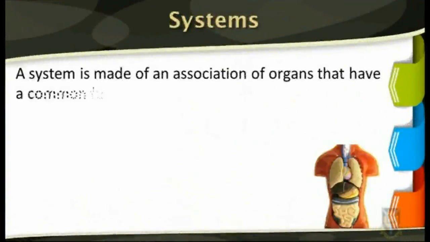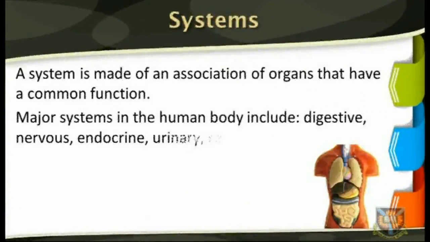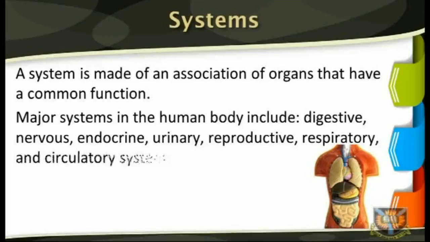Systems. A system is made of an association of organs that have a common function. The major systems in the human body include digestive, nervous, endocrine, urinary, reproductive, respiratory, and circulatory systems.